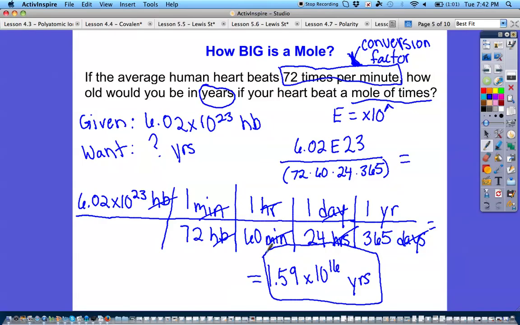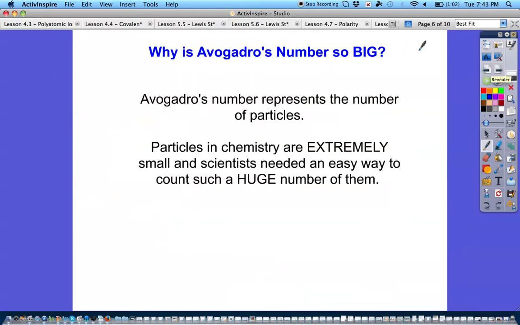This is just to give you an idea. Our heart beats 72 times per minute. If my heart was to beat a mole of times, it'd be 1.59 times 10 to the 16th years. Probably none of us are going to live to that age in order for our heart to beat a mole of times. So that just tells you how big this number is.